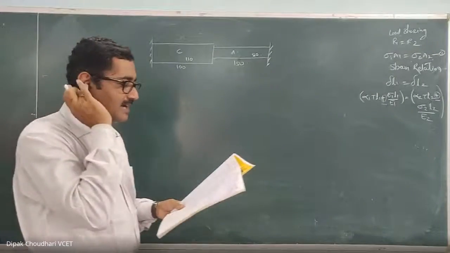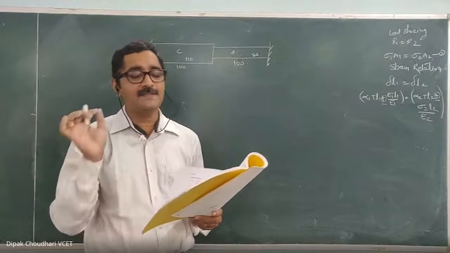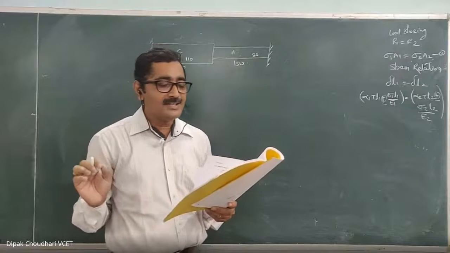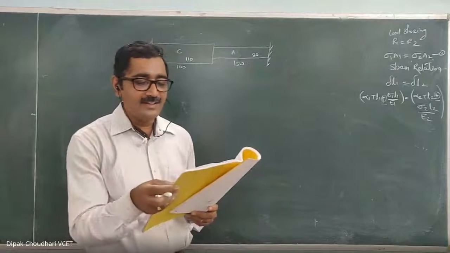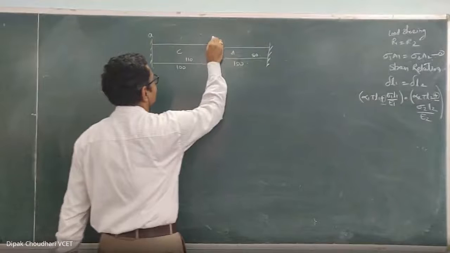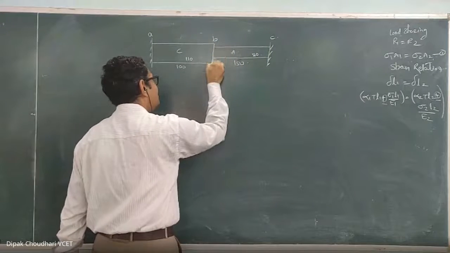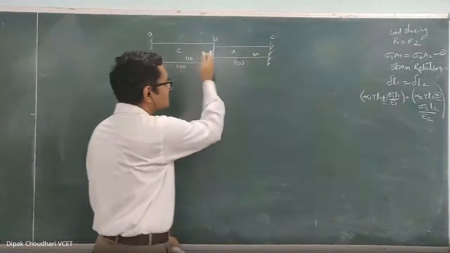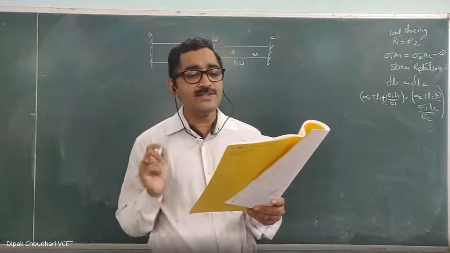Now in this question it is asked, a stepped bar made of copper and aluminium is fixed at its ends as shown in the figure. Determine the stresses induced and the displacement at the junction. Here I consider this as a, this junction is b, and this is c. You have to calculate the displacement of this point b, whether it will move towards right or towards left from its original position, as well as the stresses of both the parts.